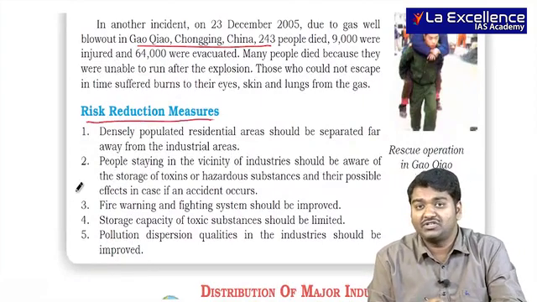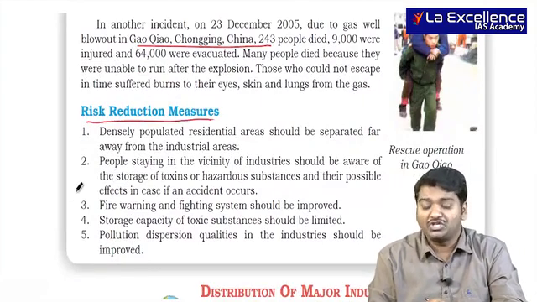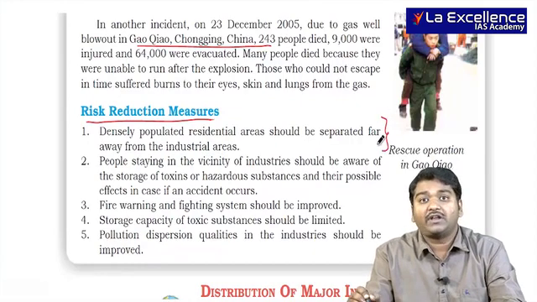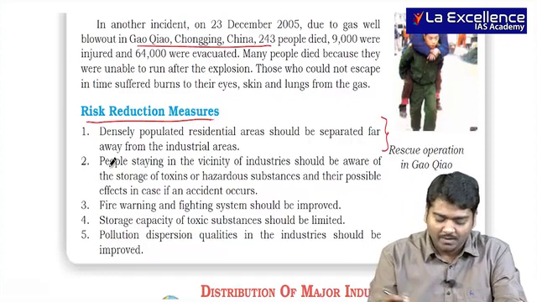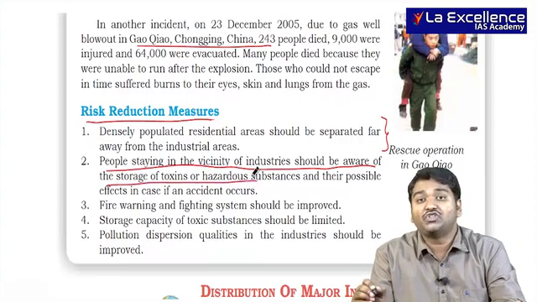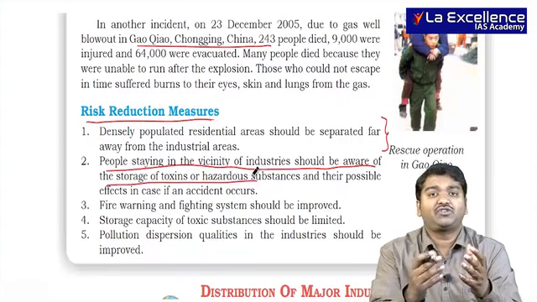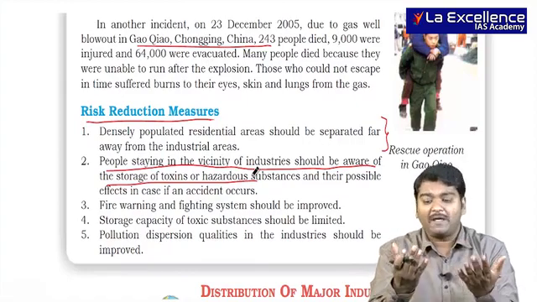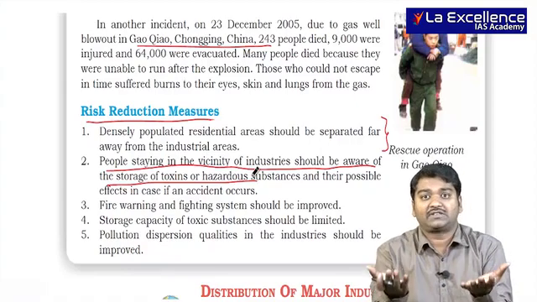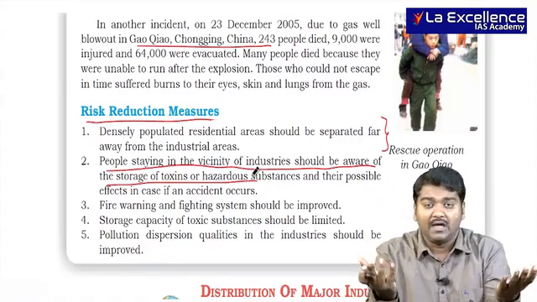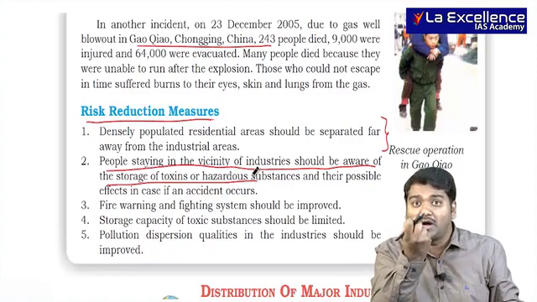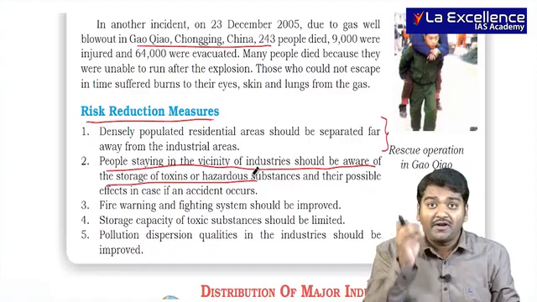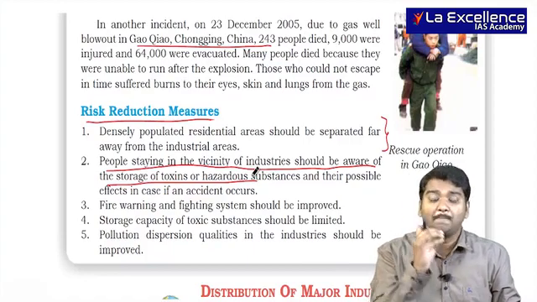Densely populated residential areas should be avoided, or they should be told what measures or mechanisms they need to follow if there is a disaster. People staying in the vicinity should be aware of the storage of toxins and they should be aware of what should be done. In the Bhopal gas tragedy with methyl isocyanate, it is believed that if people had just taken wet cloths and put them on their face, then the methyl isocyanate would have been absorbed by these cloths and 100% there wouldn't have been any impact to the people.